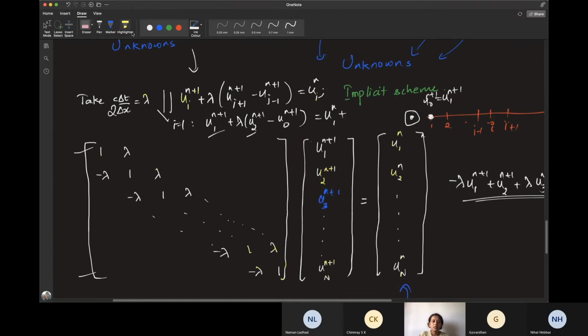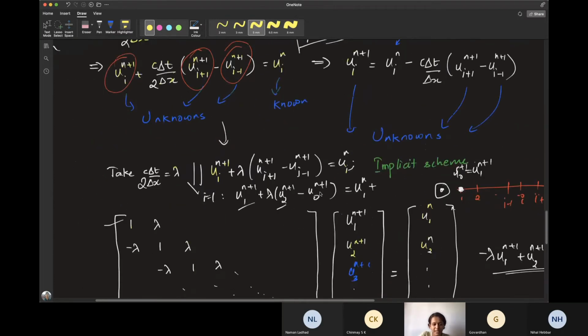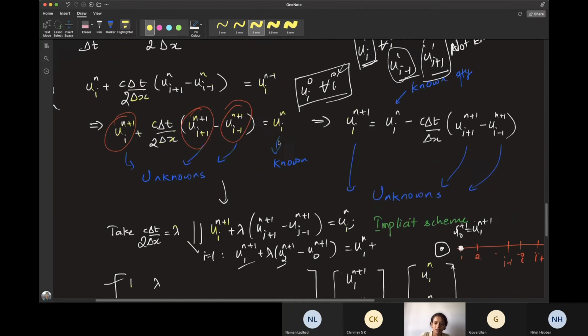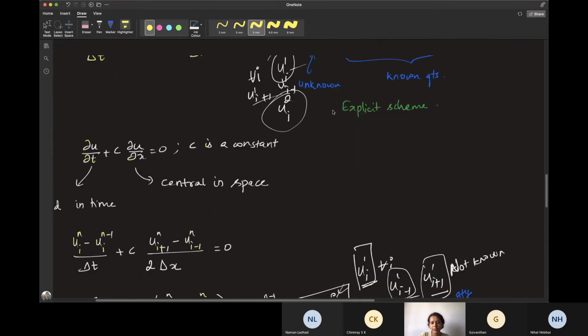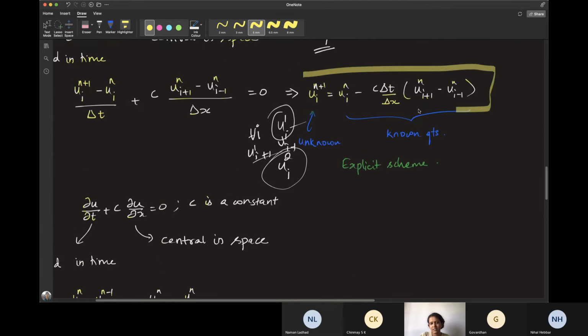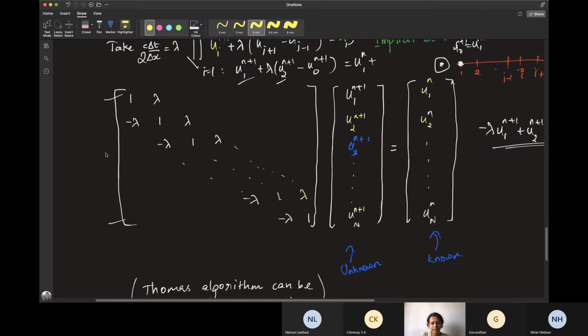So yeah, this is how you solve an explicit scheme. Previously for an implicit scheme, just this equation that you obtained was enough to find the solution. But here you convert this equation into a matrix system like this, and then you can go about solving this matrix system. This is a tridiagonal matrix.